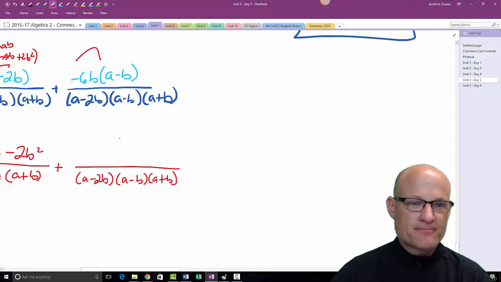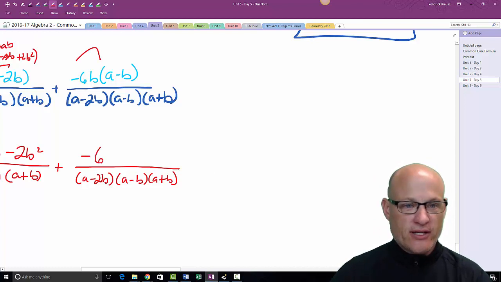All right, distribute. Negative 6. Now, I always put the letters in order. B-A I could write, but I'm going to write it as A-B because I just put them in alphabetical order. It makes no difference. Minus, plus 6b squared.